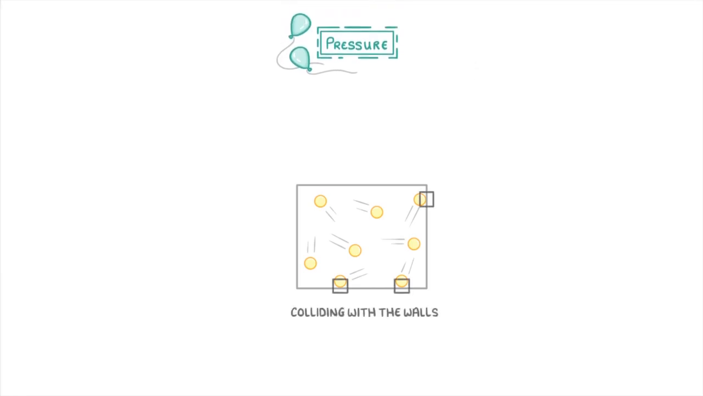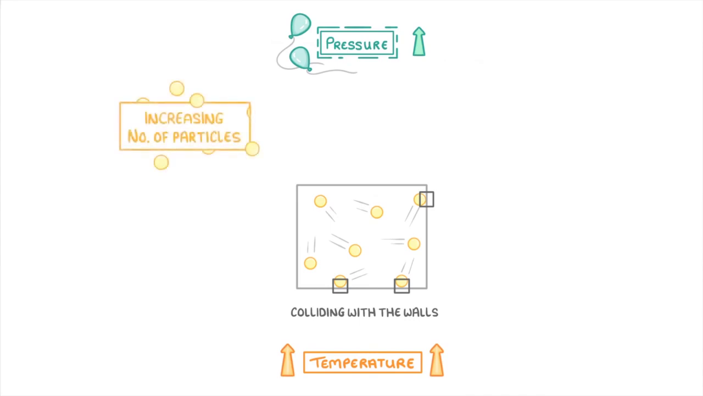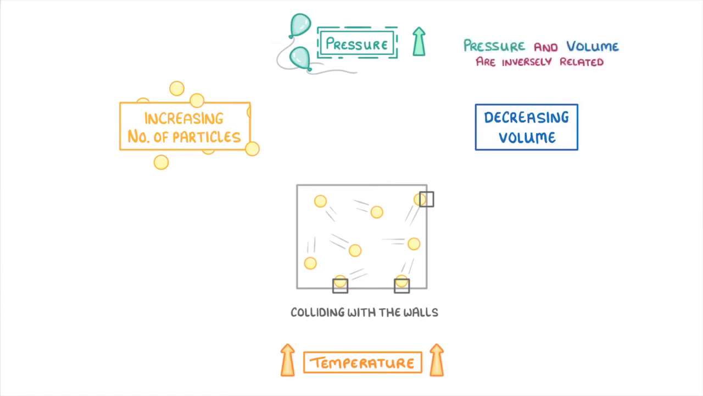We saw in the last video that pressure in gases is caused by gas particles colliding with the walls of the container, and that we can increase the pressure by increasing the temperature, increasing the number of particles, or decreasing the volume. This last rule means that pressure and volume are inversely related. So as one goes up, the other goes down.